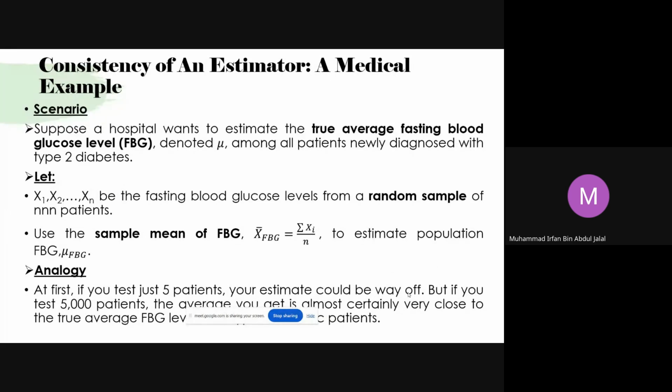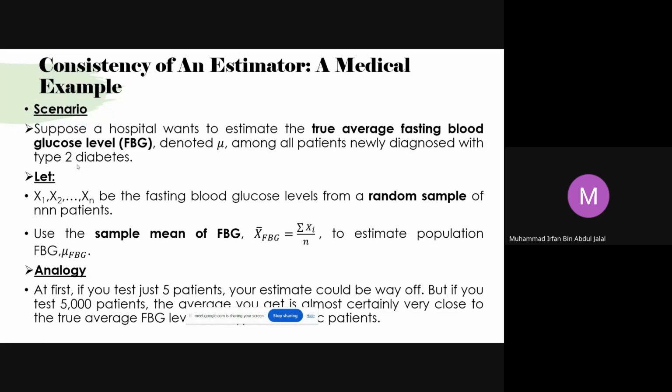Okay. So as a medical example, suppose there's a scenario here. This is a hypothetical scenario. Suppose a hospital wants to estimate the true average fasting blood glucose level, FBG, denoted by mu FBG here, among all patients newly diagnosed with type 2 diabetes. Type 2 diabetes ni kencing manis.